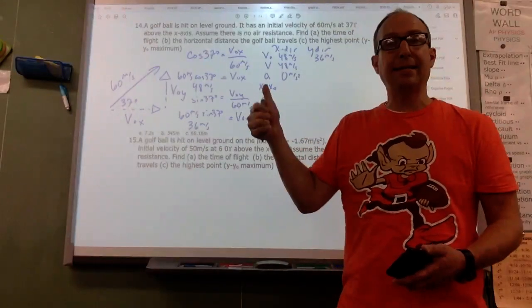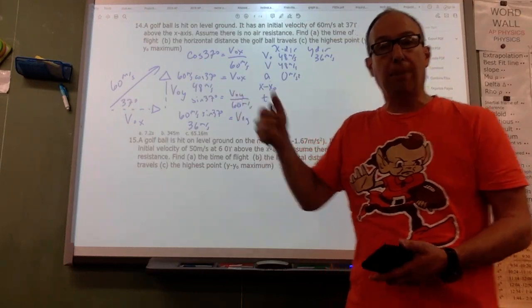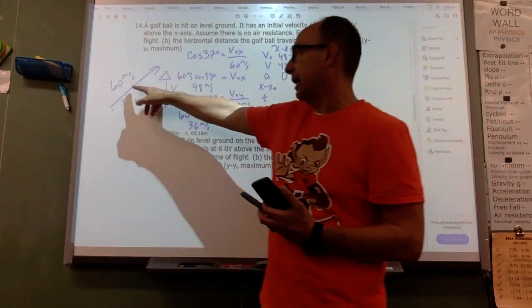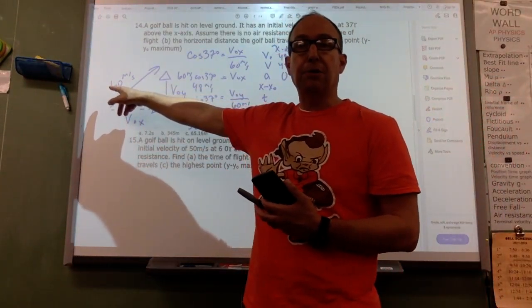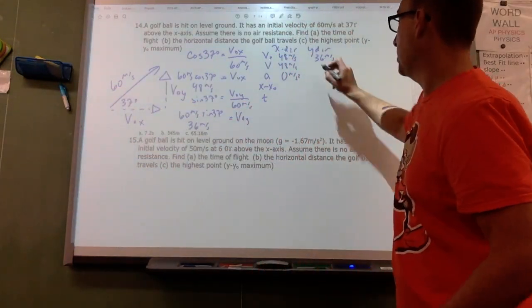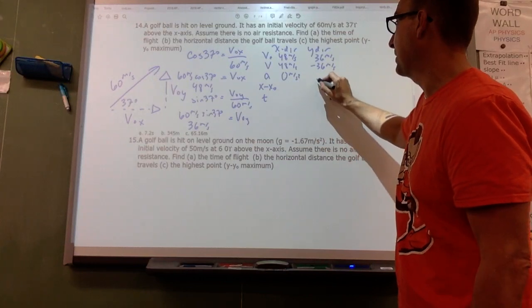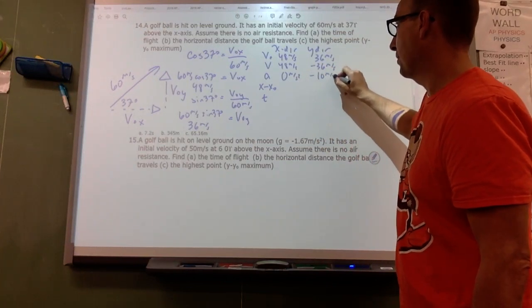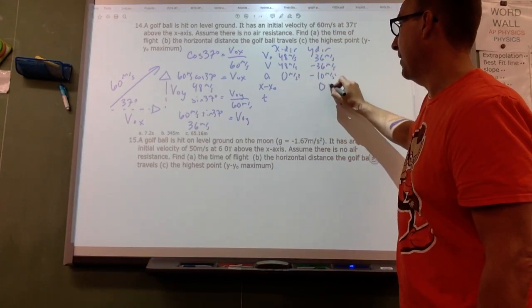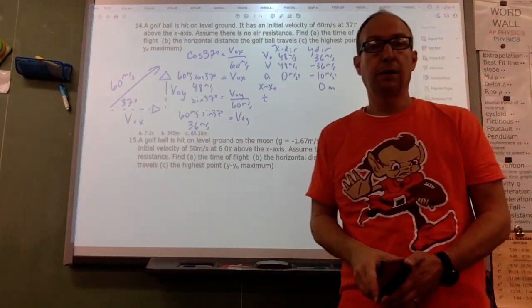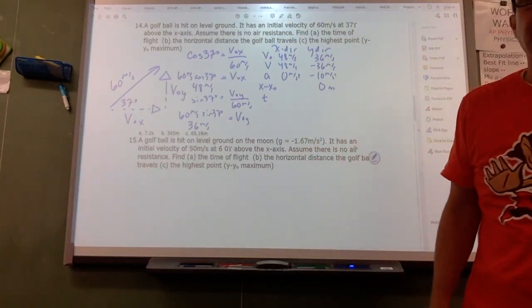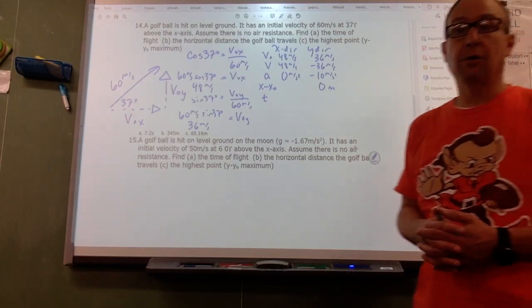My y direction velocity is the initial velocity 36 positive going up, but when this comes back down, it's going to have the same magnitude. It's going to have the same speed. So this 36 is going to be a negative 36, and I know that I'm on Earth unless they tell me I'm not, and then I'm going from level ground. So I actually have more information than I had for the horizontal launch problems.